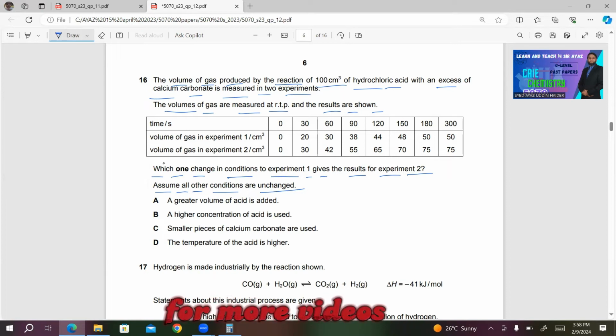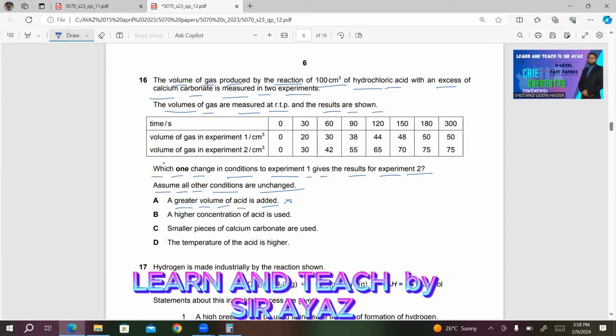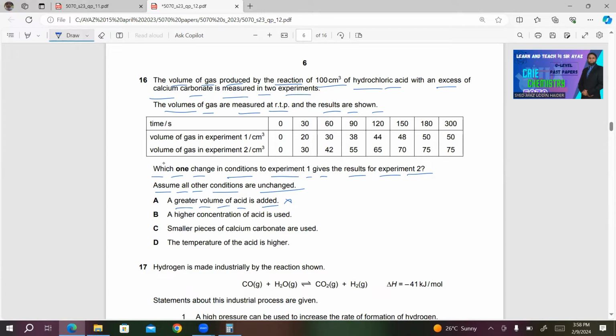A, a greater volume of acid is used. This is incorrect. Increasing the volume of acid will not increase the amount of gas produced. The number of moles will, definitely. B, a higher concentration of acid is used. This looks correct to me, because this tells that a higher concentration or higher number of moles of acid is used here. For your convenience, I am reading the other statements.